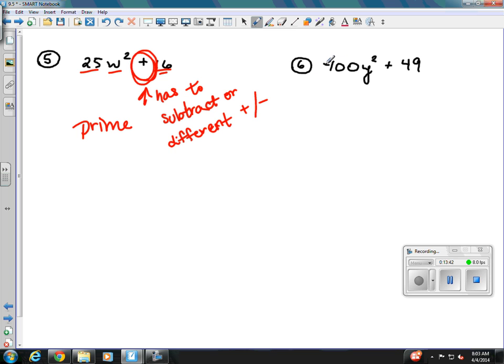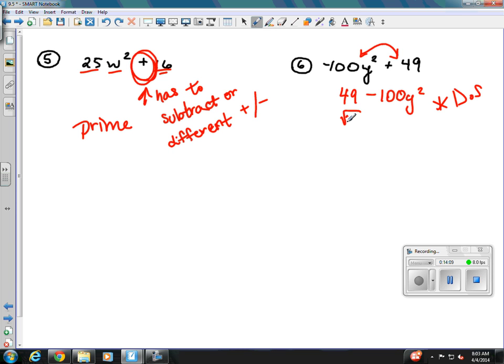So that means where we have a minus and a plus, I could change the order of these two and rewrite them and say a positive 49 and a negative 100y squared. Does that look like a DOS problem now, where we have perfect squares and subtraction? Yes, it does. So now I can find the DOS of it.